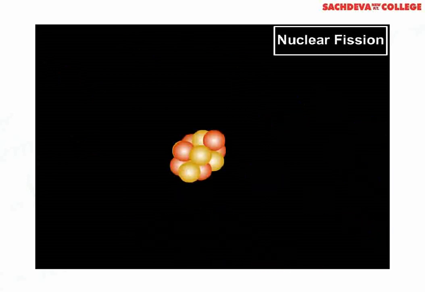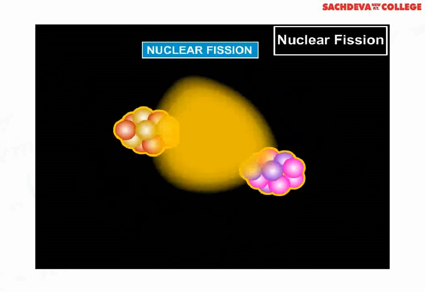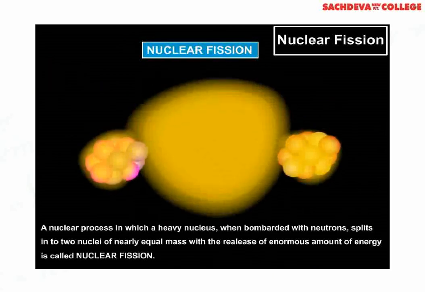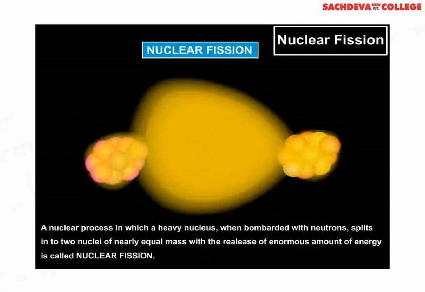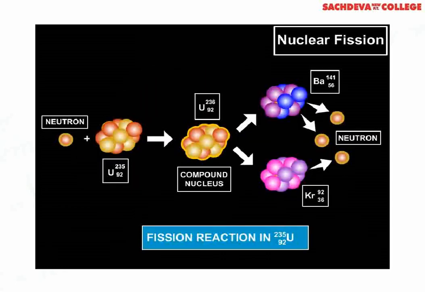So in the animation it is shown 92 uranium-235. It is bombarded by a slow neutron. There is formation of a compound nucleus. This compound nucleus is in the form of 92 uranium-236. This will split into 2 light nuclei. One is barium, the other is krypton.